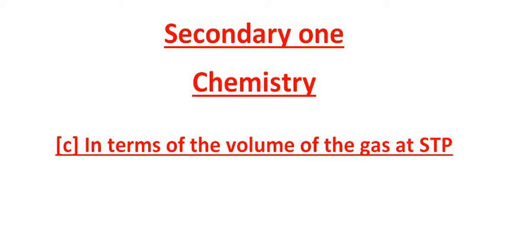What are the conditions? STP, standard temperature and pressure. The temperature of 0 Celsius or 273 Kelvin, and the other condition, pressure, air pressure or pressure of the gas, equal to 1 atmosphere. These two conditions are called standard temperature and pressure. At these conditions, 1 mole of any gas occupies a constant volume called molar volume, and this molar volume equals 22.4 liters.